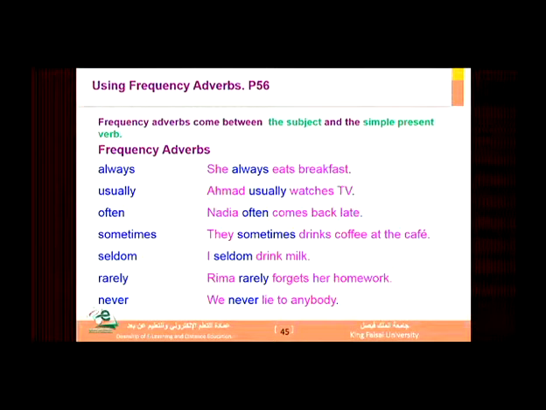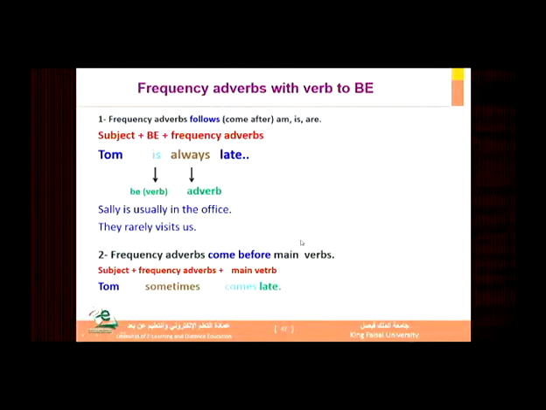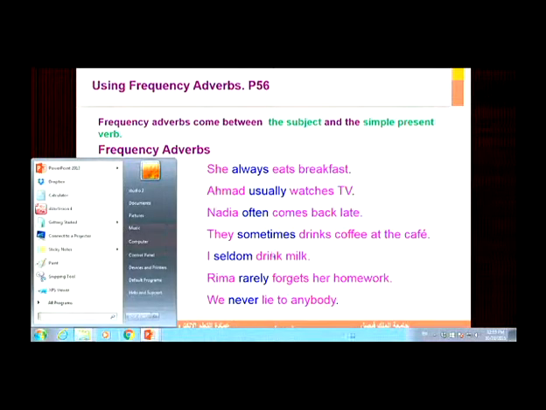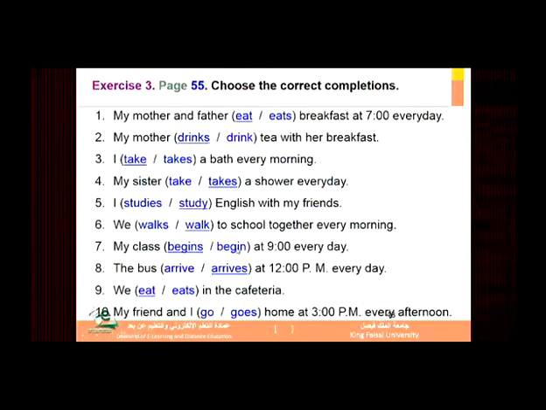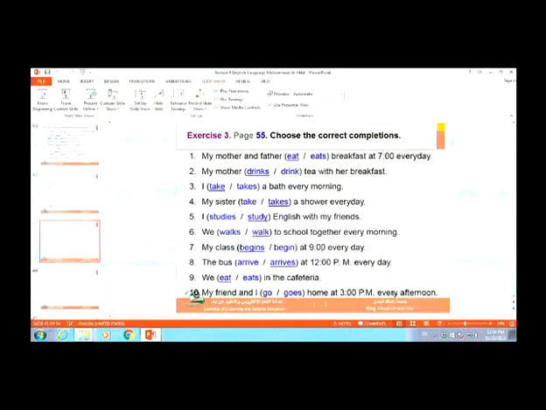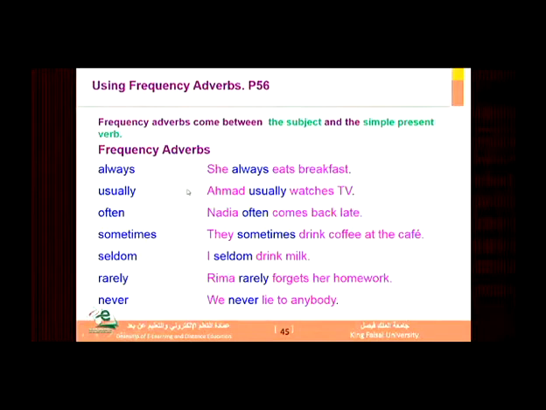There is a spelling mistake here. If you look at the verb drink here, it does not have an S at the end, simply because the subject is they. So we cannot say they drinks; it is they drink coffee at the cafe. So we go to our presentation again. They sometimes drink coffee at the cafe.